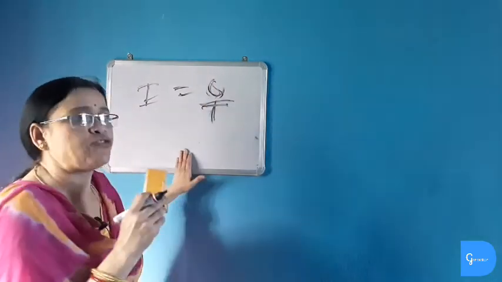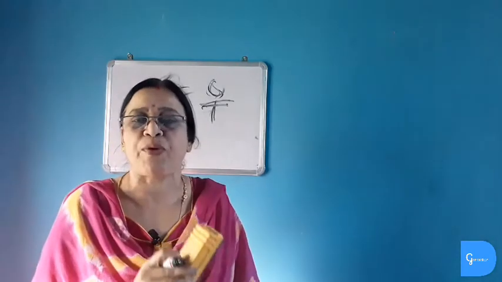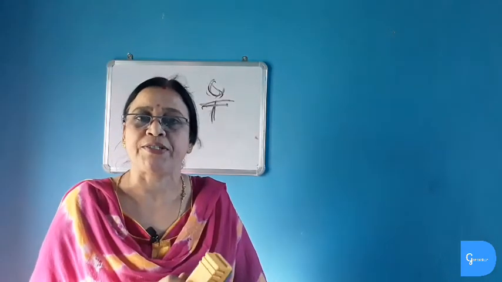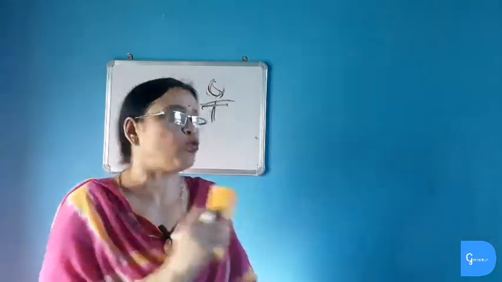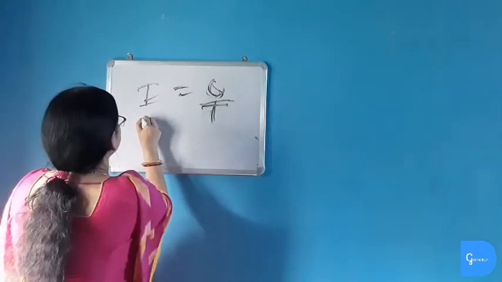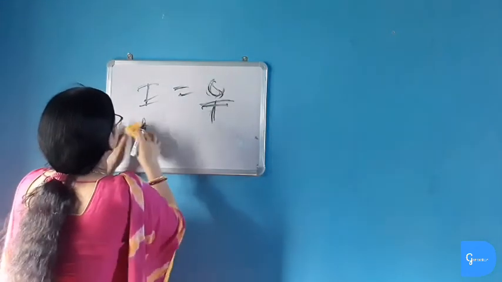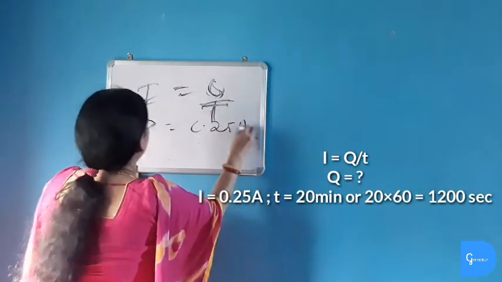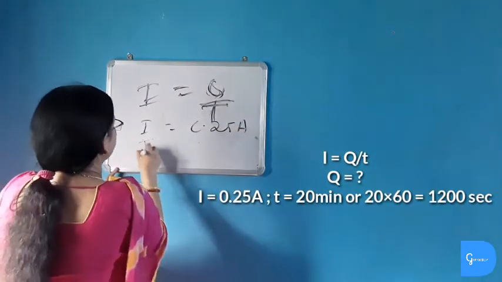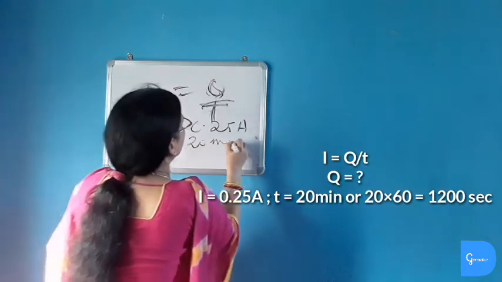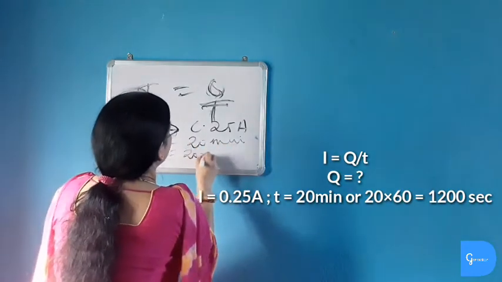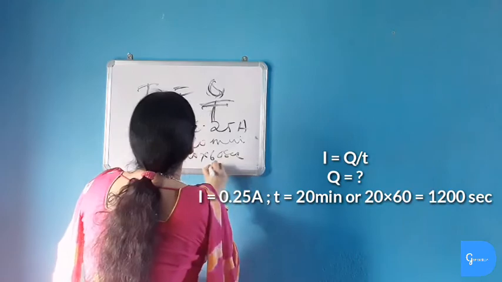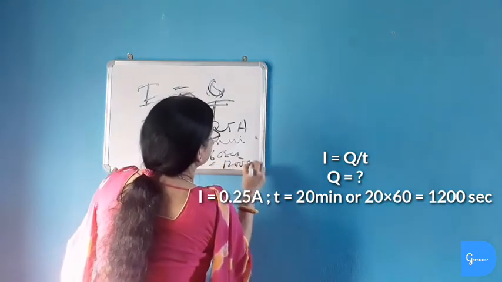An electric bulb draws a current of 0.25 ampere for 20 minutes. Then how much charge flows through it? Now current is given here as 0.25 ampere and time is given here as 20 minutes. 20 minutes means 20 into 60 seconds, which is equal to 1200 seconds.